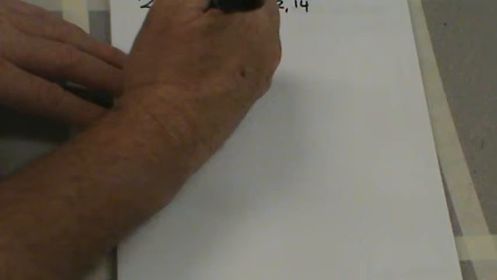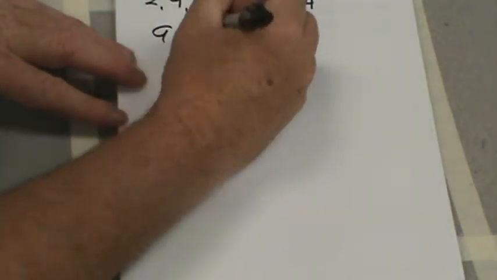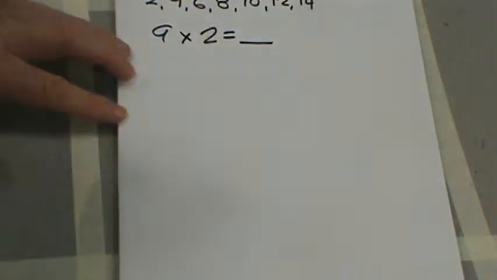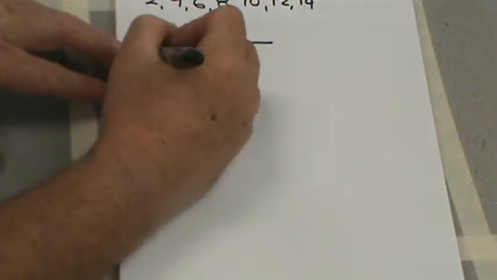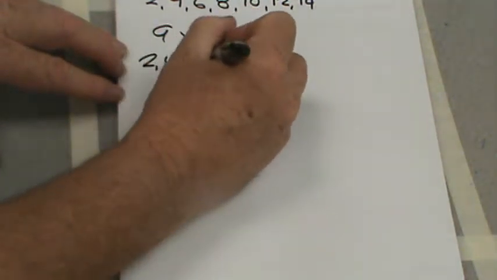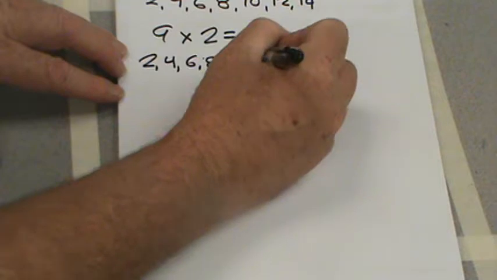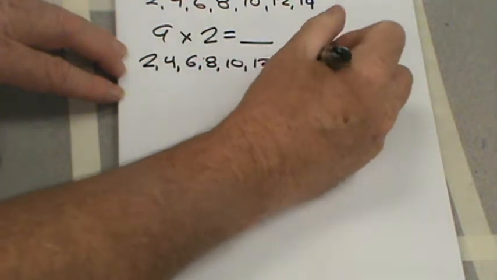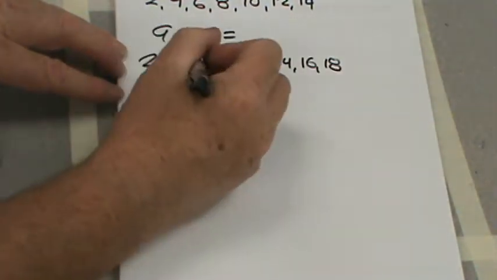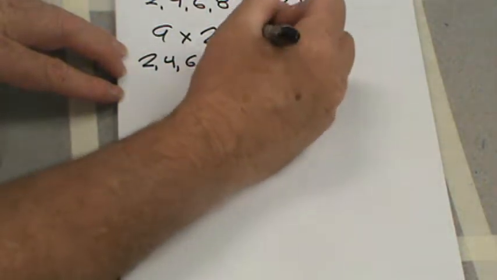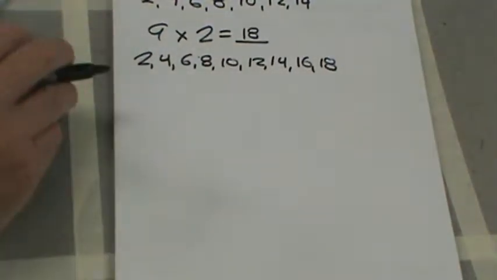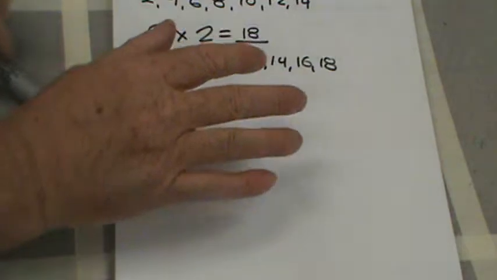Let's try it again with another number set. Our multiplication sentence here: 9 times 2 equals something. Let's skip count by 2 to find out. 2, 4, 6, 8, 10, 12, 14, 16, 18. 1, 2, 3, 4, 5, 6, 7, 8, 9. So that must be 18.